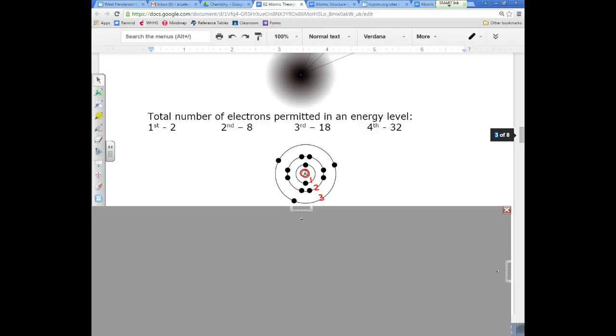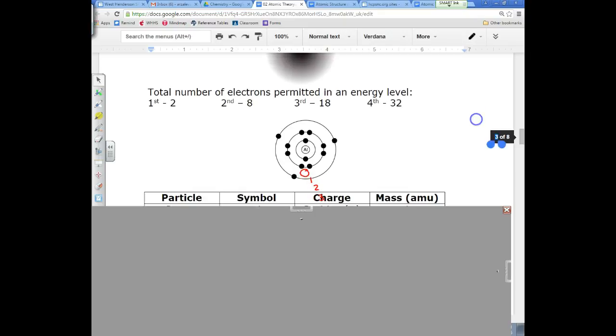The first energy level can only hold 2 electrons, and then it is completely full. The second energy level can hold up to 8. The third energy level can hold up to 18. Now that's a tricky one, so make sure you memorize that one. And the fourth energy level can hold up to 32. Now it can have more than 4 energy levels, but it just starts to kind of repeat after that. So these are the ones you actually have to remember here.